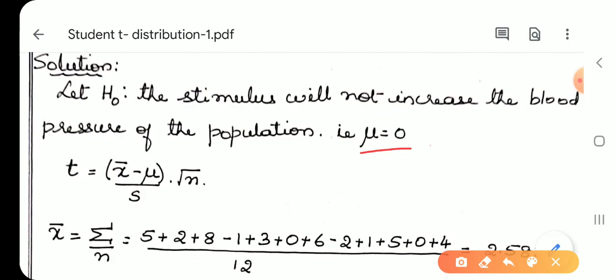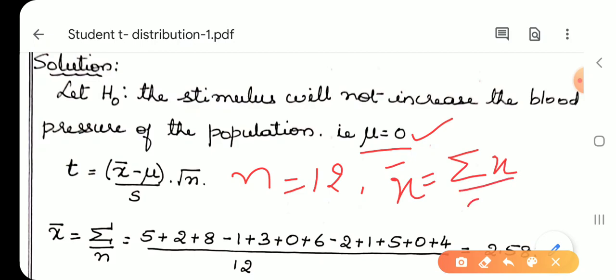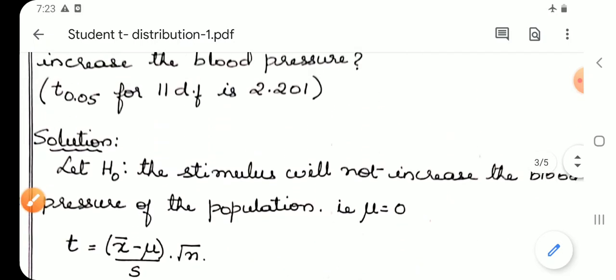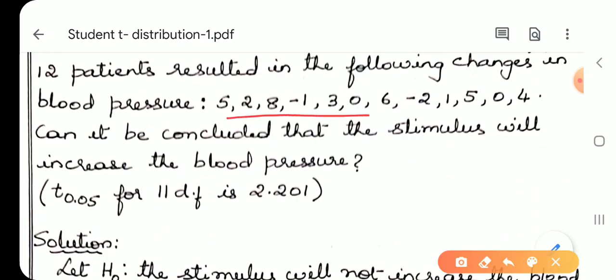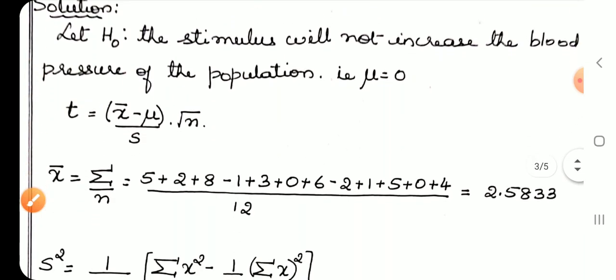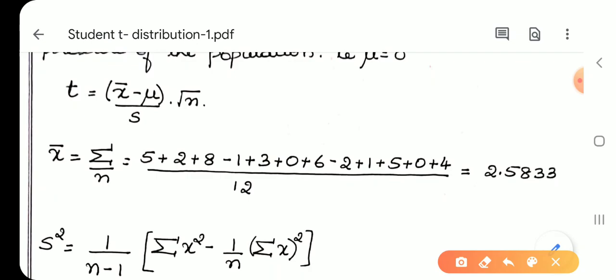T is equal to x bar minus mu by s into root n. We already know the sample is taken with 12 patients, that is, the value of n is 12. Mu they have given as 0, and x bar is calculated using the formula sigma x by n. Sigma x means here the values of x are given, we have to add all these x. Sigma x by n, n is the number of patients, 12. So here we have added all these values, divided by 12.